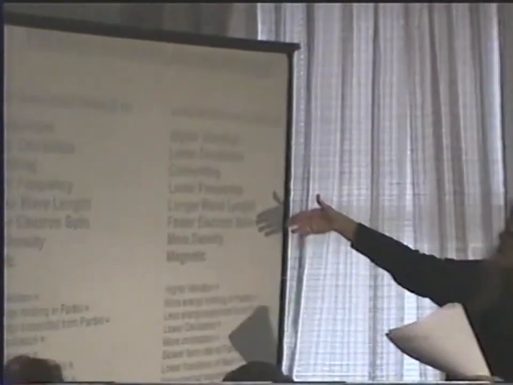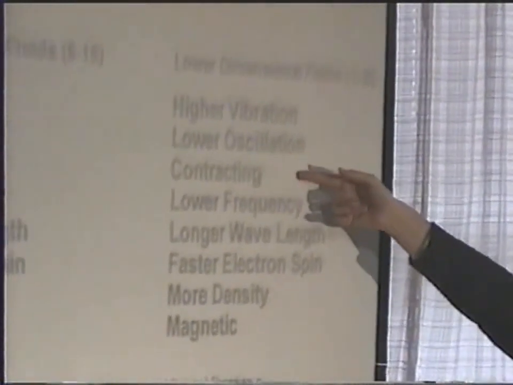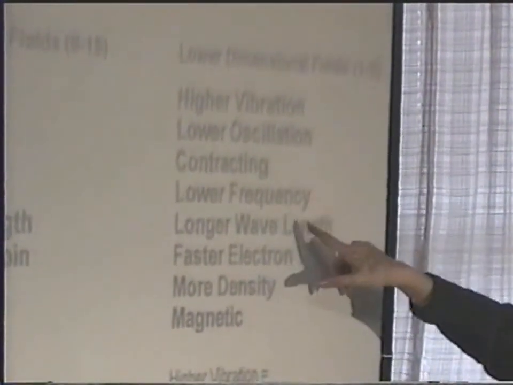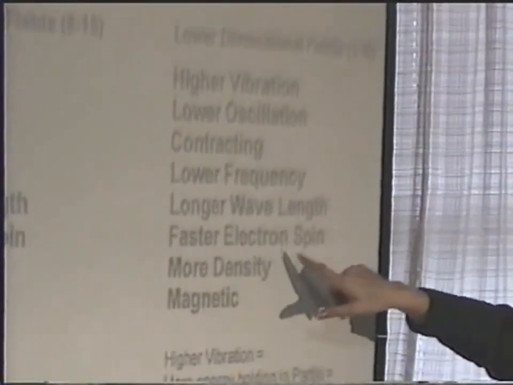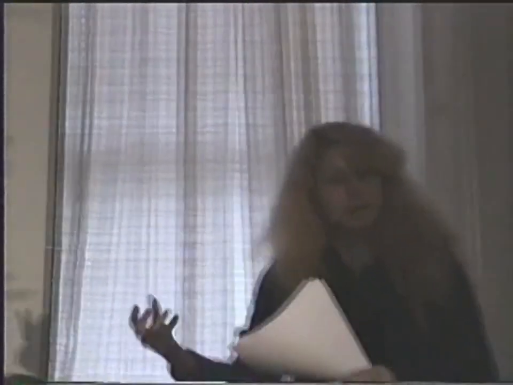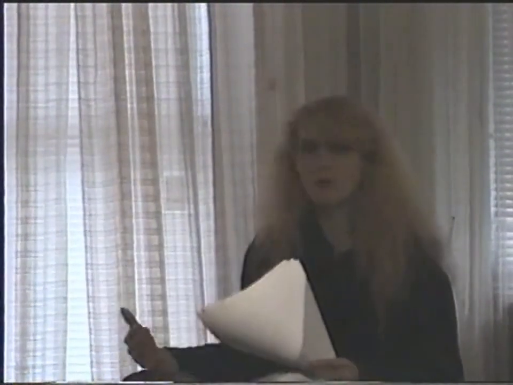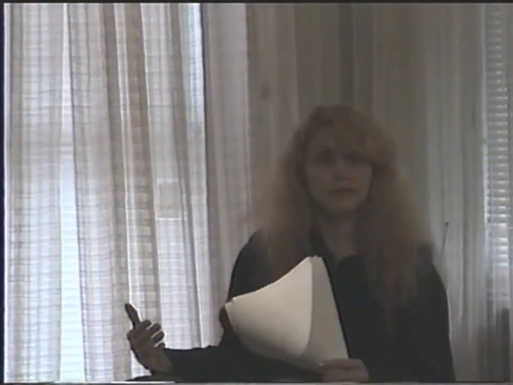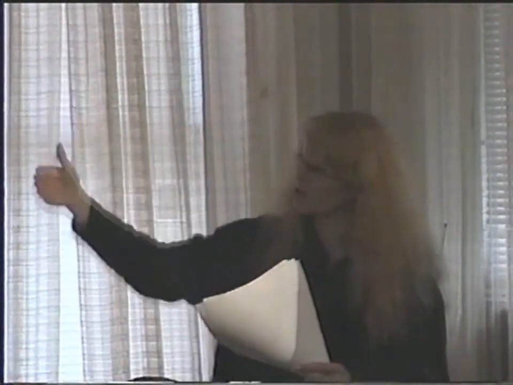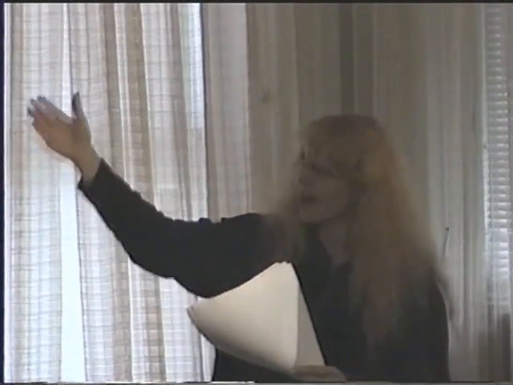As you come down, you're going into a higher vibration, a lower oscillation rate, into contracting, into lower frequency, longer wavelength, faster electron spin, more density, and more magnetic. This is the process by which energy changes form. It always remains what it is. This is how, by changing wavelength, density level, electron spin, frequency, oscillation, and vibration rate, you change your orientation within the dimensional scale.